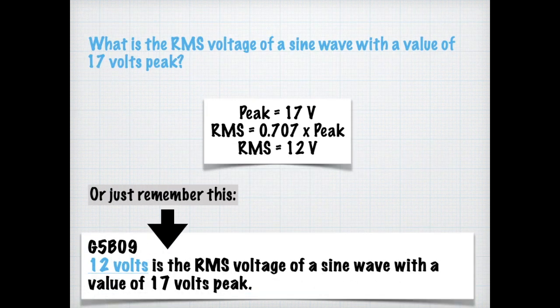Another question you might be asked on the exam is, what is the RMS voltage of a sine wave with a value of 17 volts peak? Well, with a peak of 17 volts, the RMS, or root mean square, is 0.707 times the peak. So that gives it an RMS value of 12 volts. Or you can just remember that 12 volts is the RMS voltage of a sine wave with a voltage of 17 volts peak.